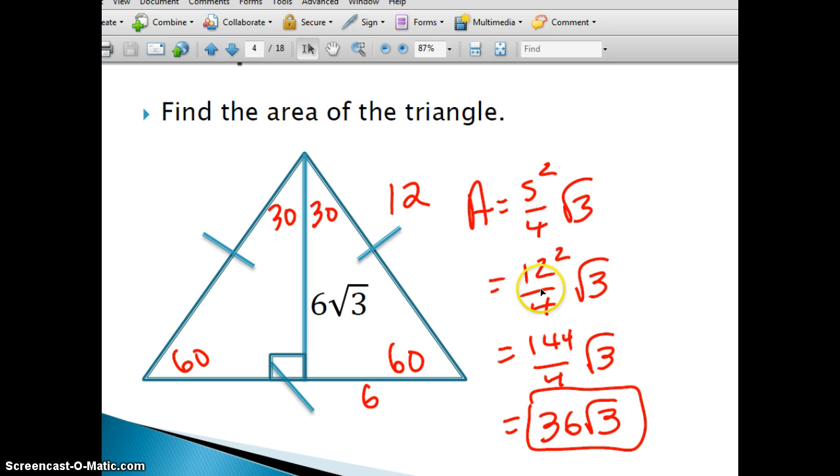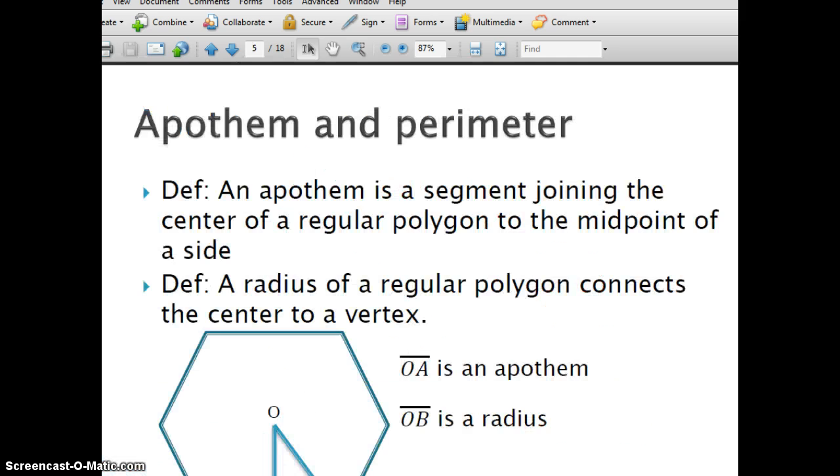I can plug it right into my formula. 12 squared divided by 4 will eventually simplify down to 36 with the square root of 3. If we did it the 1/2 base times height method, we would have a base of 12 and a height of 6 root 3. Multiply those together and you get 72 root 3. Take half, gets you 36. Same result, different method on how to solve it.